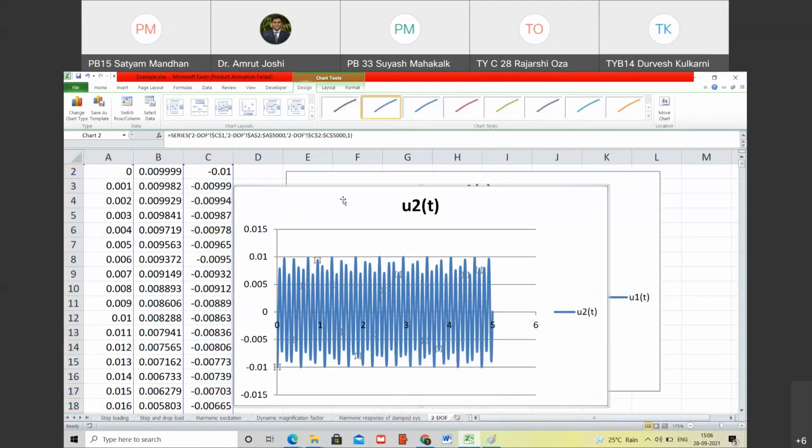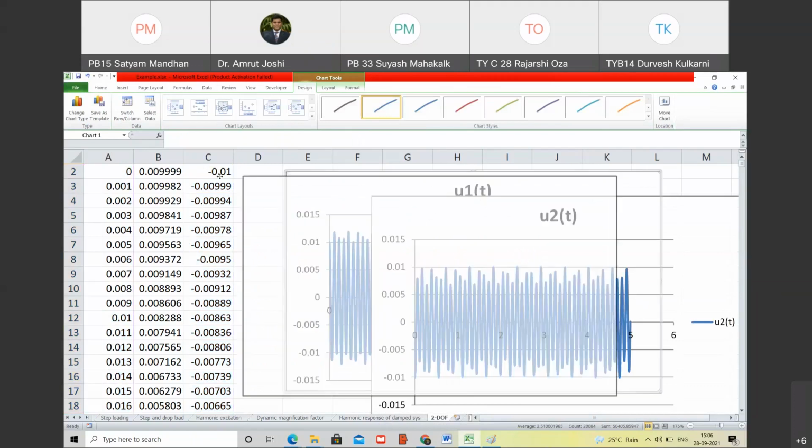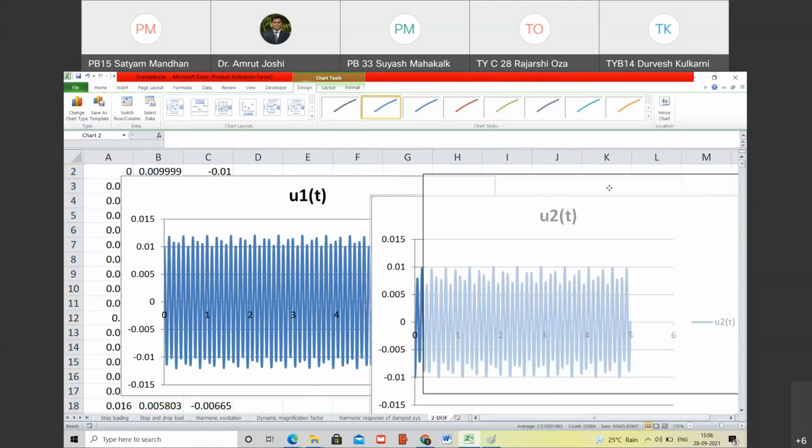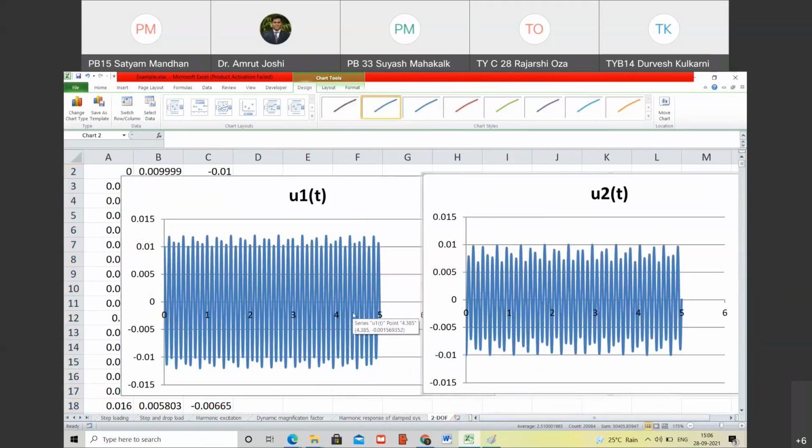Are you with me? Now friends, is there any physical explanation why such variation occurs from SDF system to MDF system? The reason is very simple. Mass M1 is going to have its effect on mass M2, and mass M2 is going to have its effect on mass M1 because both these masses are connected by the columns. Therefore, we see such kind of response.